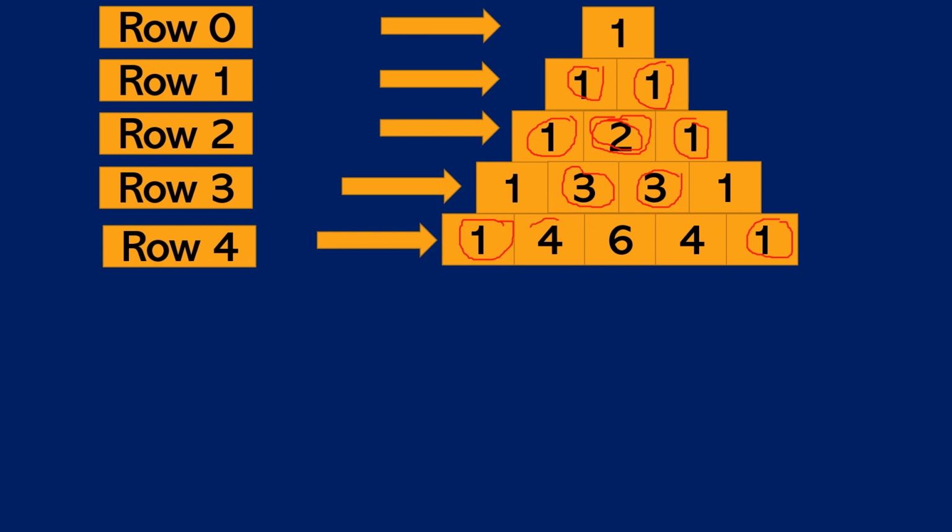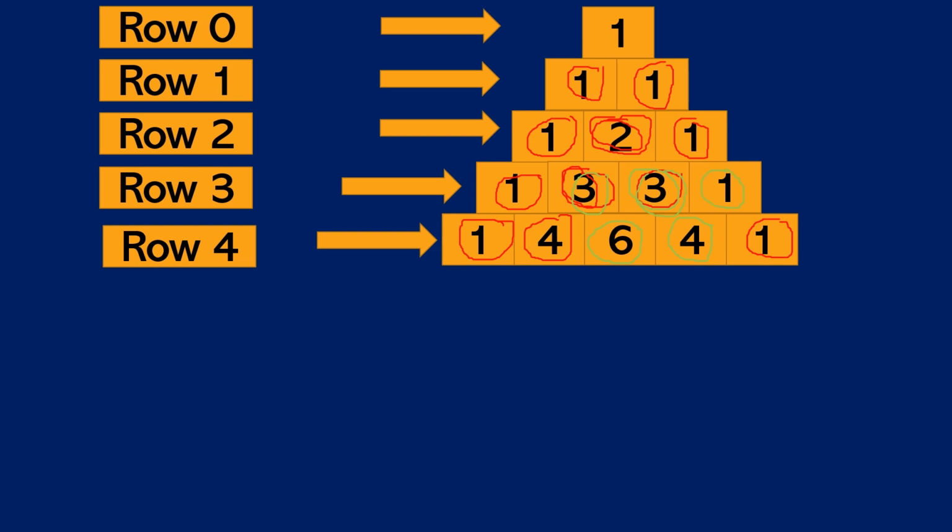Now this 4, how did we get 4? We added 1 above and then 3. How did we get 6? We added the 3 above and the 3 above. So 3 plus 3 is 6. Now, how did we get the 4 here? We added the 3 above and the 1 above.